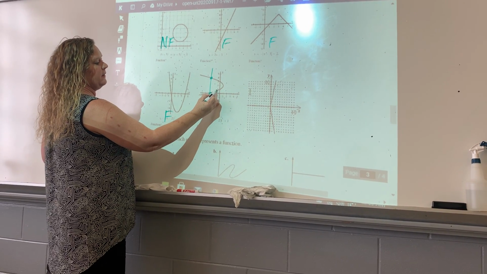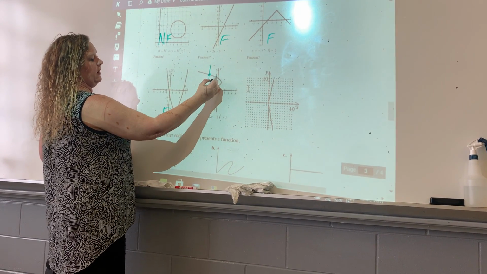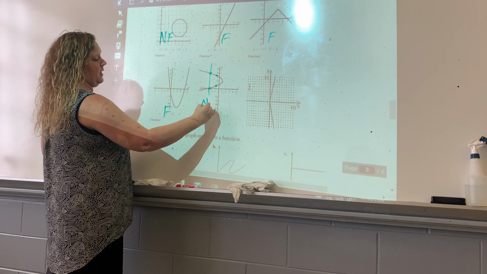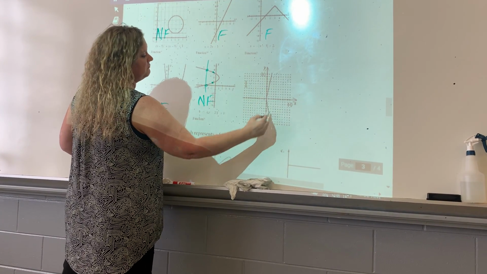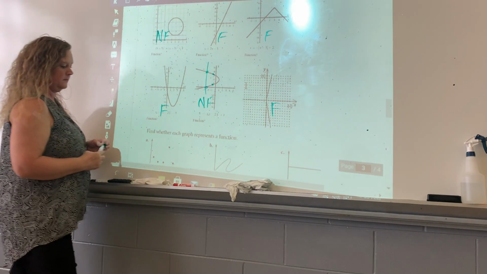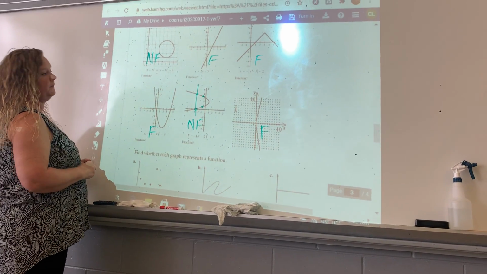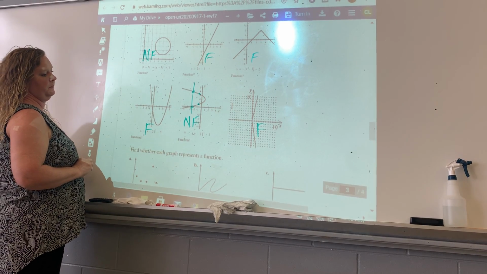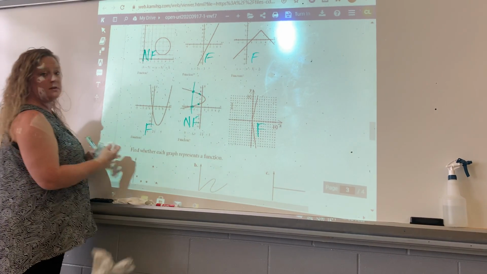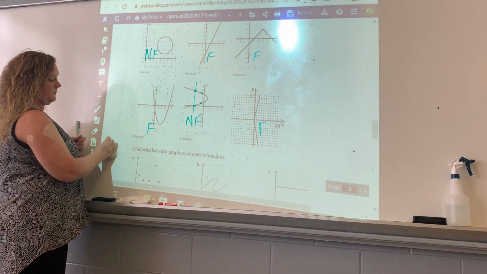This X of -1 has a Y value here and a Y value here, so it's not a function. What about this one? Yes. Function. Okay. Everybody got those? Okay.